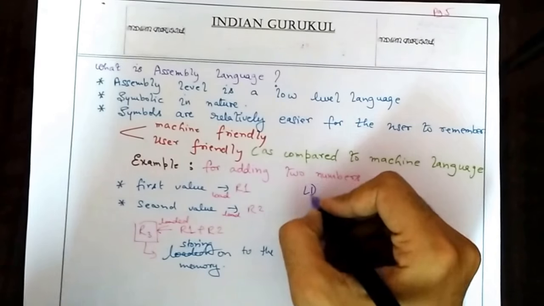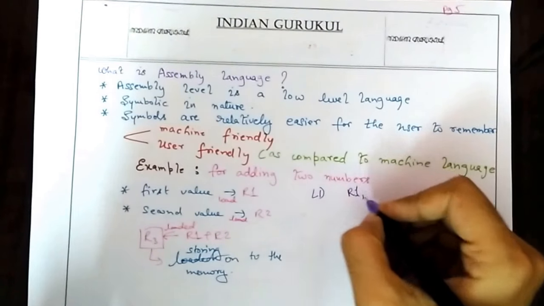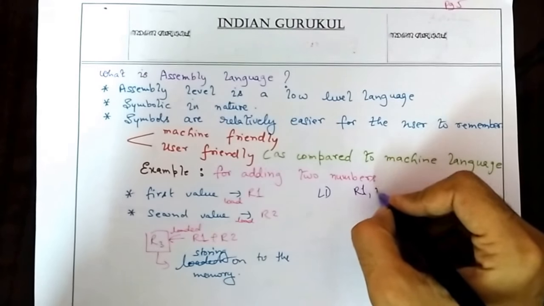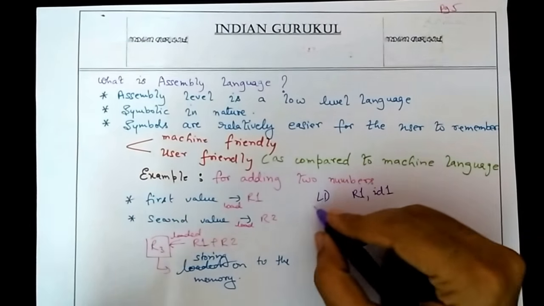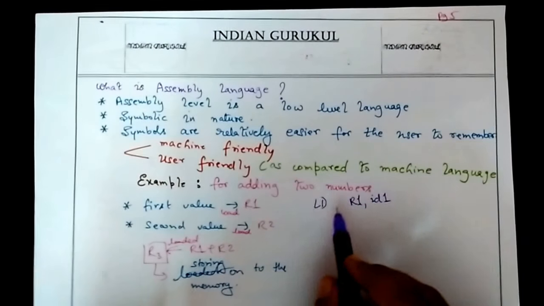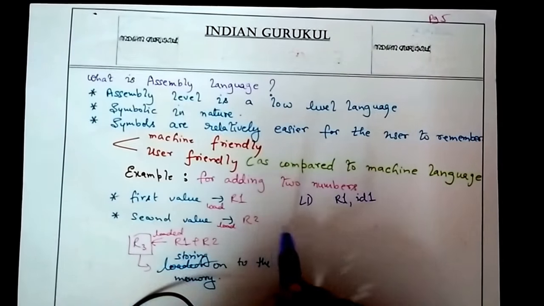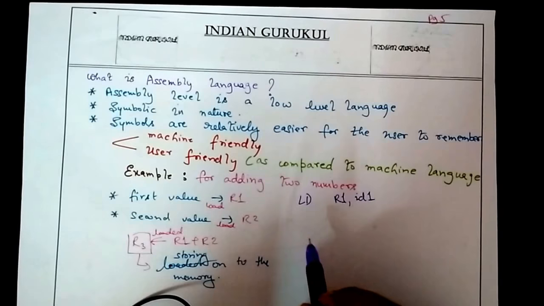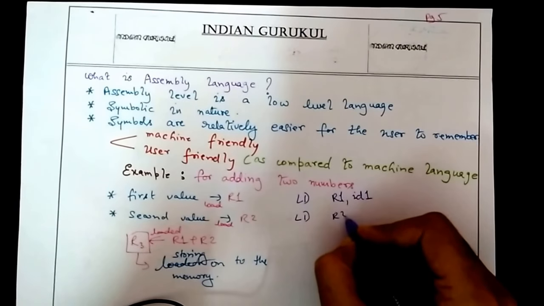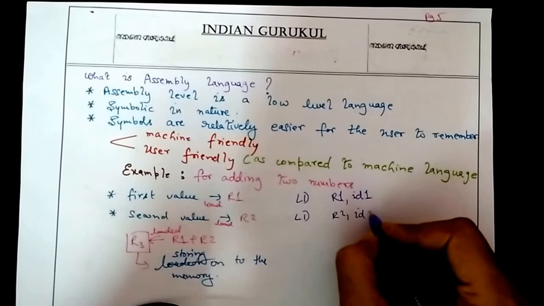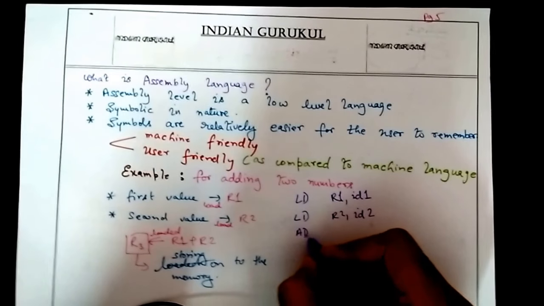Actually there are instructions like the load instruction. So what will load do? Load will just load a value. Suppose there is an identifier which holds the first value. LD is the load instruction, which is equivalent for this particular task. So this will just load this value into the register R1. Similarly, the second value would be loaded to the register R2.